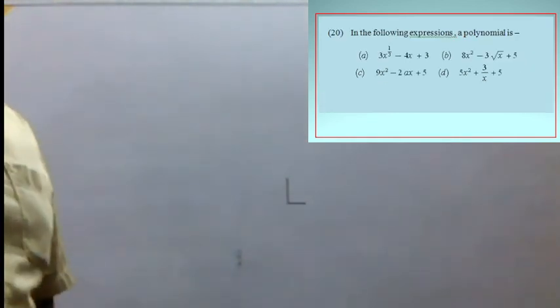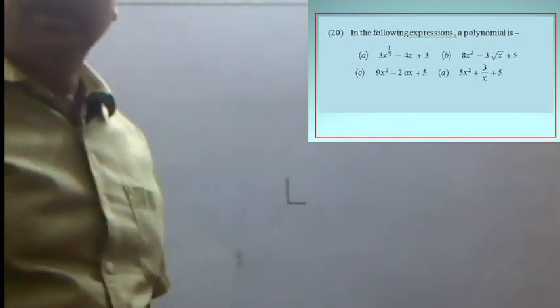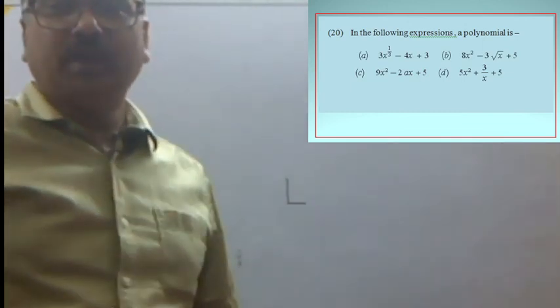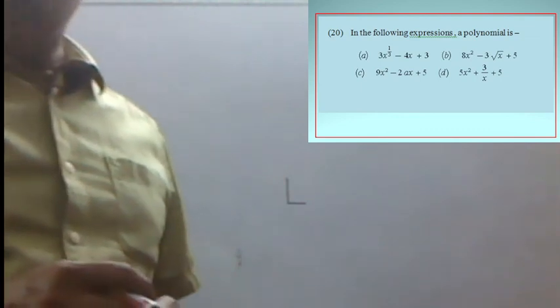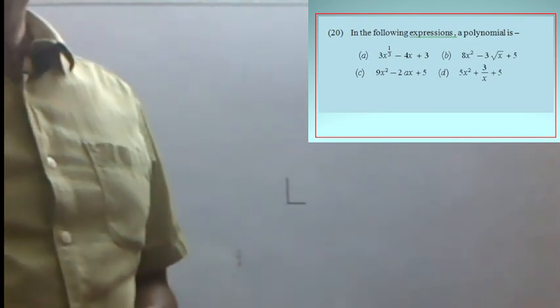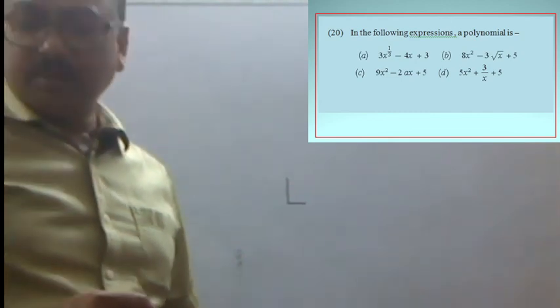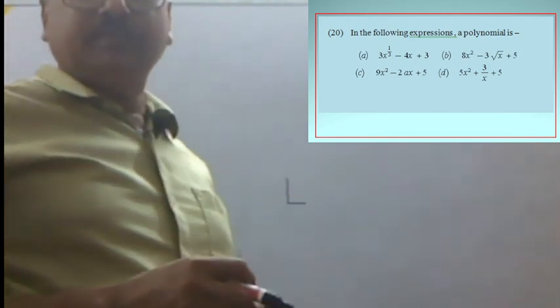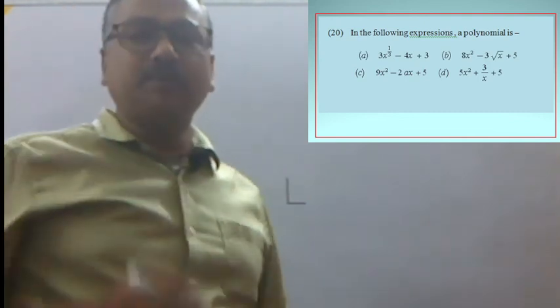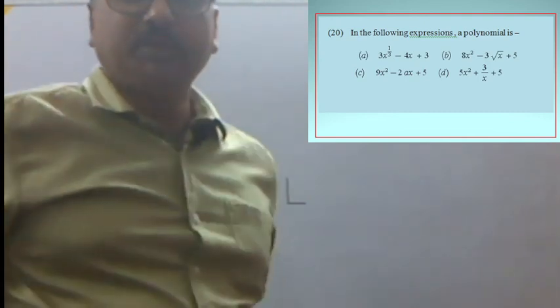Now next question. Which of the following expressions is a polynomial? Here if we check, the first one is given 3x to the power 1 by 2, that is half, so not a polynomial.